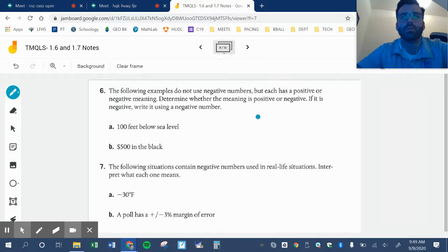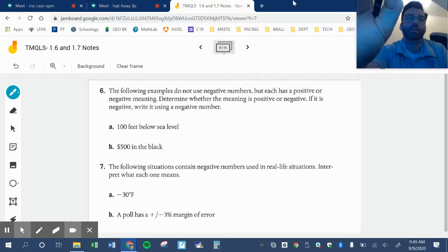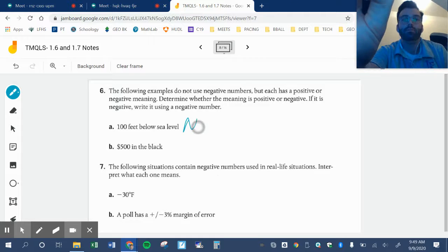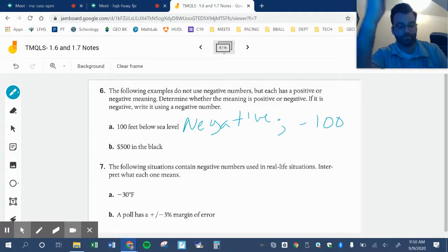The following examples do not use negative numbers, but each has a positive or negative meaning. Determine whether the meaning is positive or negative. If it is negative, write it using a negative number. So 100 feet below sea level. Well, we talked about this in an earlier example about being below sea level. So this has to be negative, and I would write that as -100. You could say feet or whatever, but I'm going to write -100.